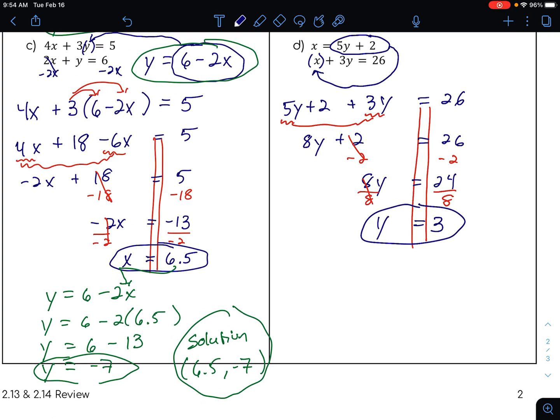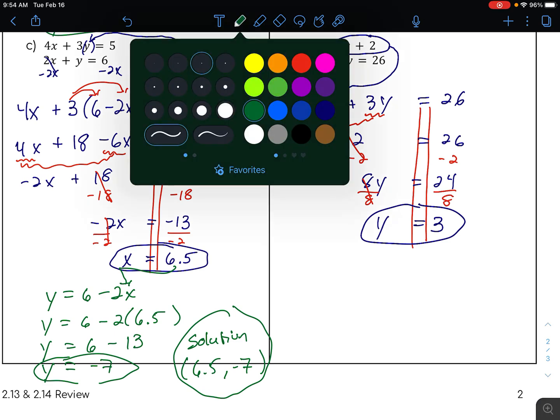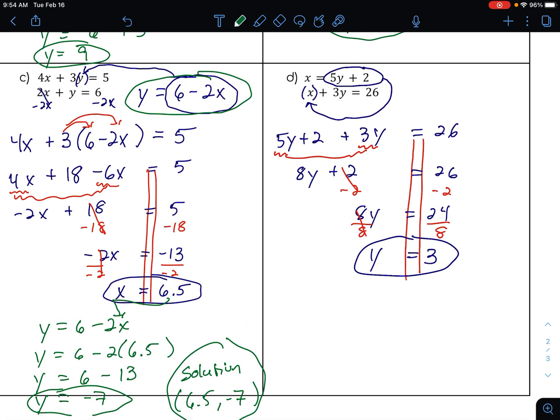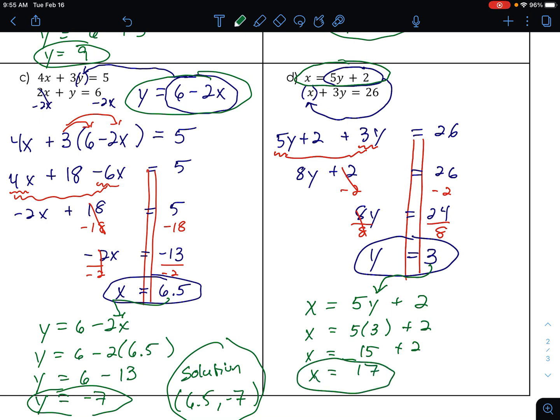Okay? And then remember, that's half of our solution. Let's go figure out what the x value would be for the solution. We got to plug that back into one of the equations and then solve for x. I'm probably going to take this first equation since it's already solved for x. And so then we'll put our y value in. So 5 times 3 plus 2, which is 15 plus 2, which is 17. So our solution looks to be x value of 17, y value of 3.